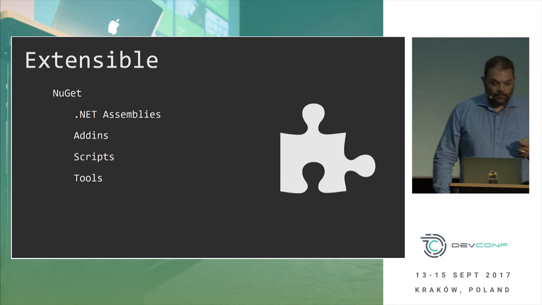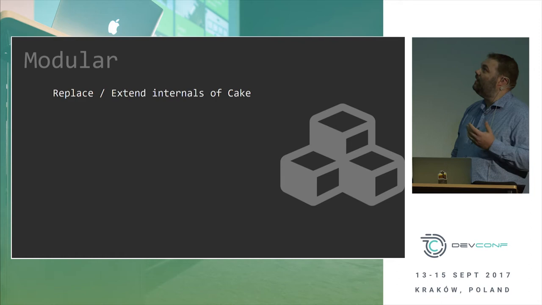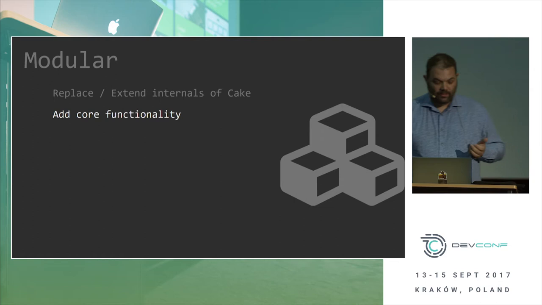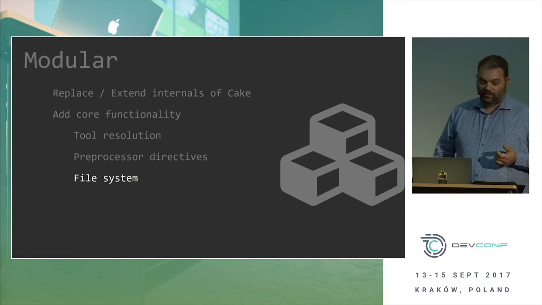And as I said, it's modular. We have a built-in module system in CAKE that we can use to replace and extend internals of CAKE. We can add core functionality to CAKE. That means things like we can change how CAKE does tool resolution. We can add, as we'll explain later, pre-pass directives. We can change how we handle the file system, logging, etc.